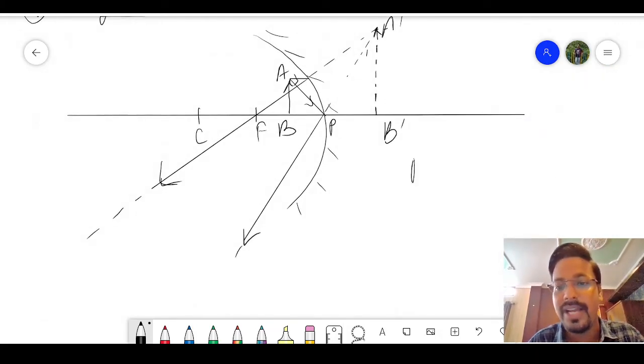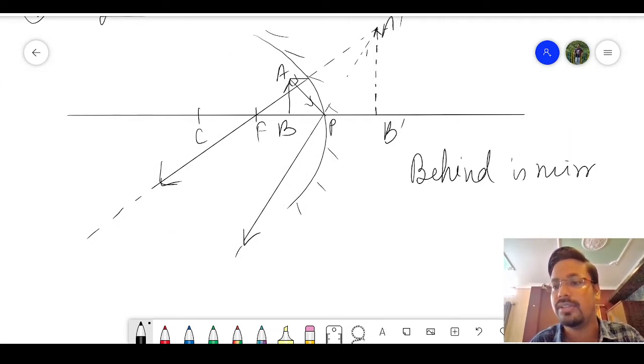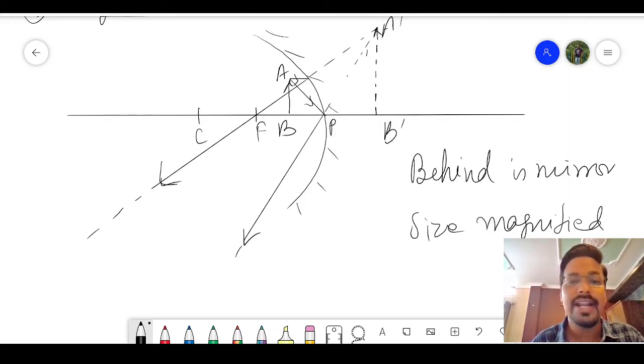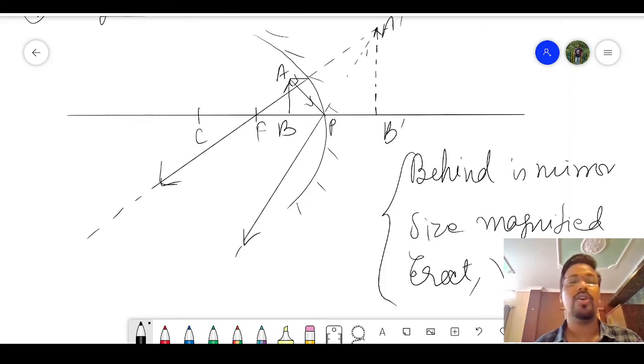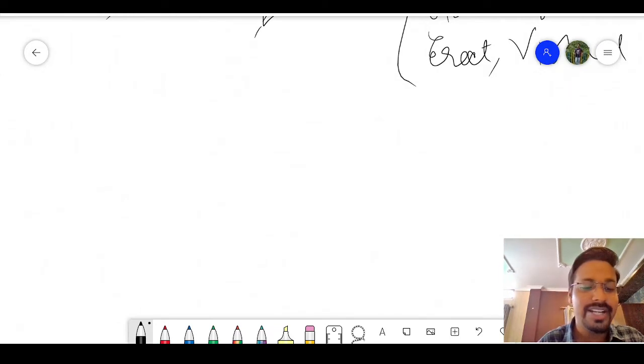So what is the nature of the image? Obviously it is formed behind the mirror. The position is behind the mirror. What is the size? Size is obviously magnified, as you can see here. Size is magnified, and it is erect, means it is straight, and it is virtual, not real anymore. So that's all we have for concave mirrors. For convex, we have only one diagram, and we are going to see it right now.